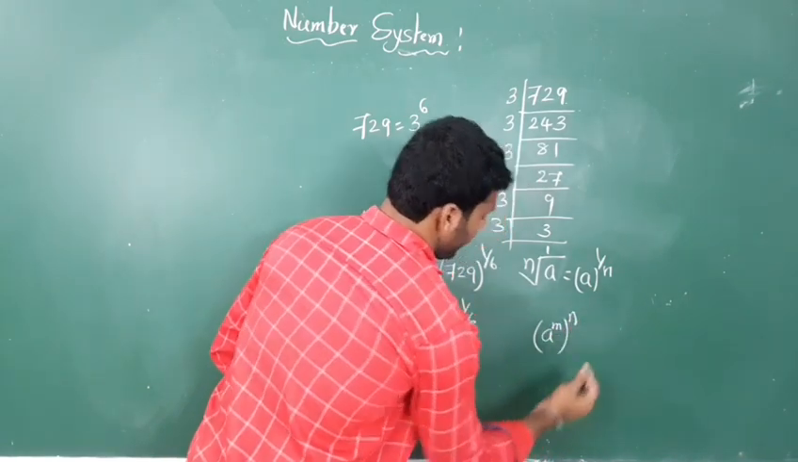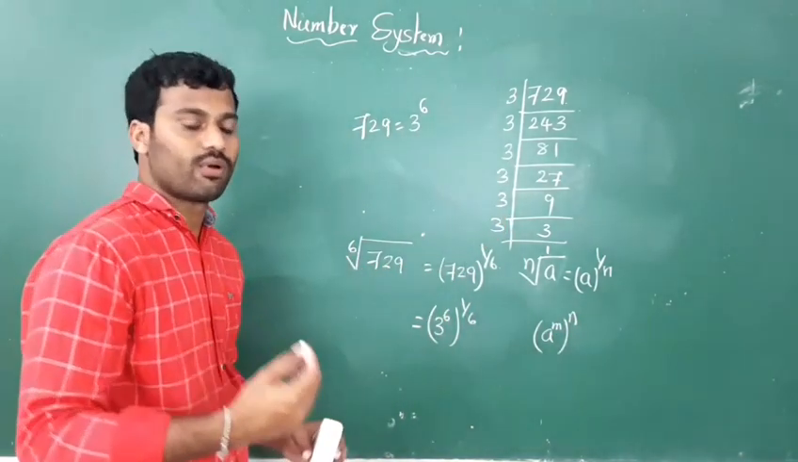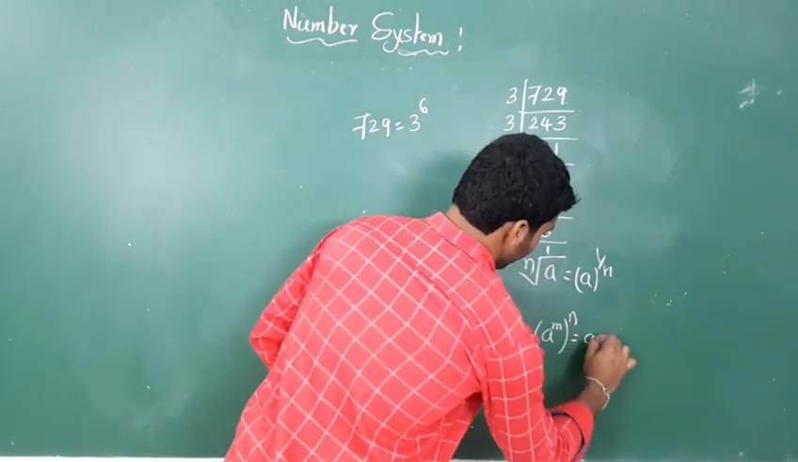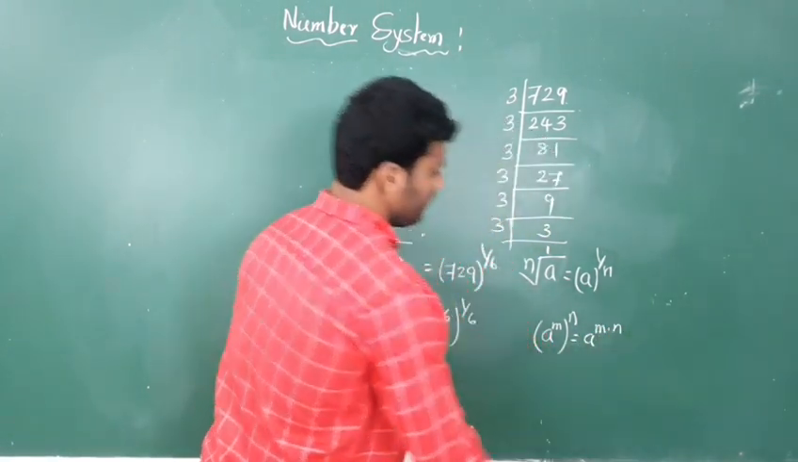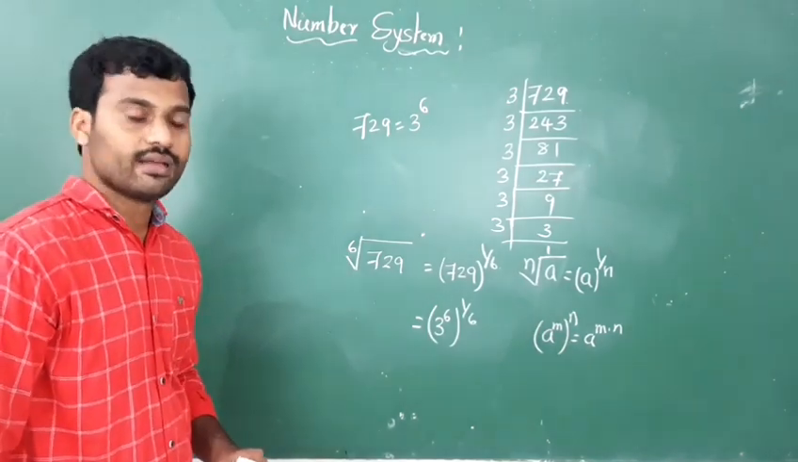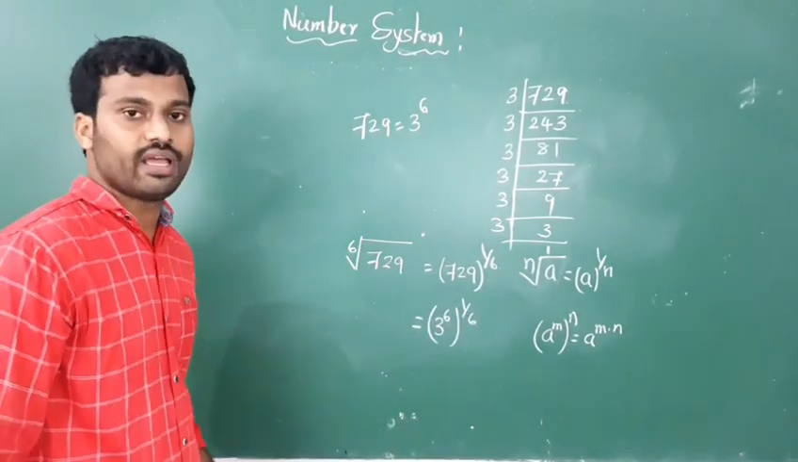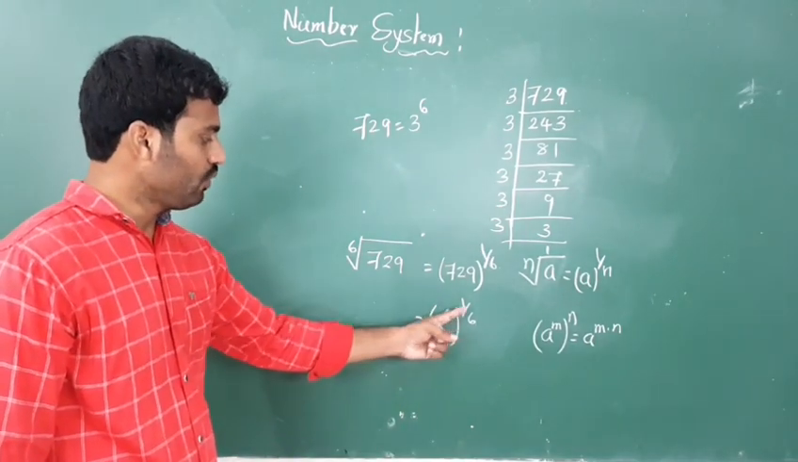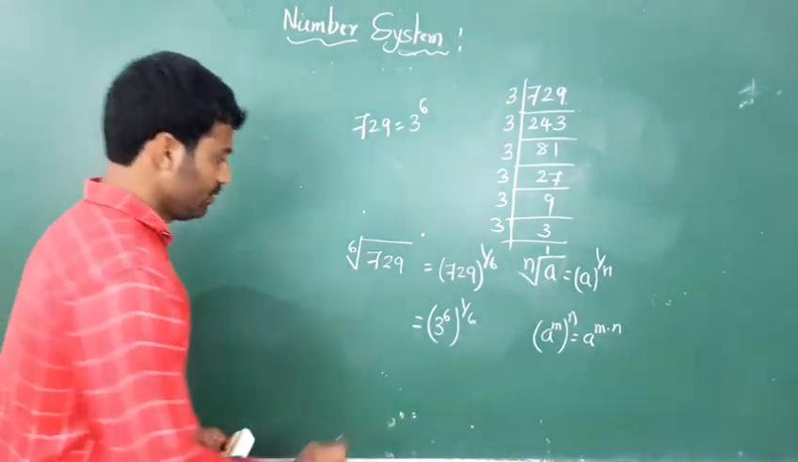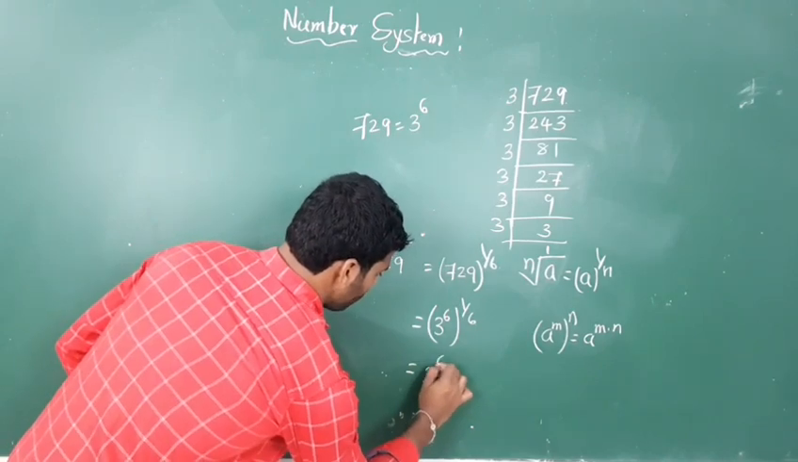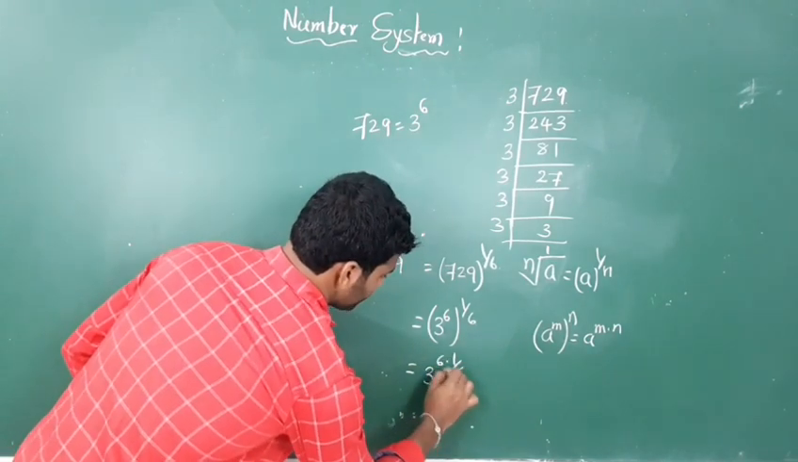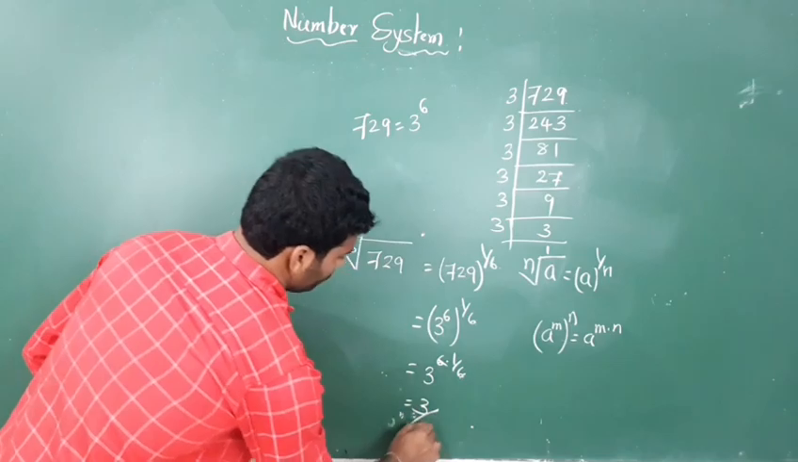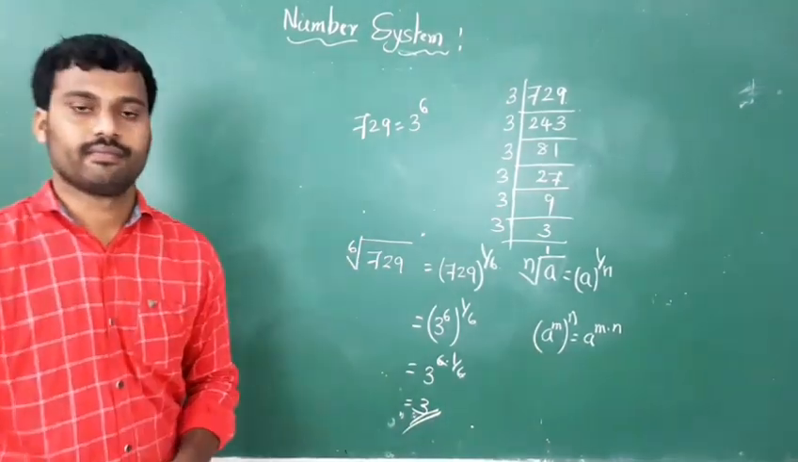What is it? (a to the power of m) whole to the power of n can be written as a to the power of m into n. Just apply that concept to this one. (a to the power of m) whole to the power of n. So what can you write? 3 to the power of 6 into 1 by 6. 6 into 1 by 6 is 1, so 3 is the answer.